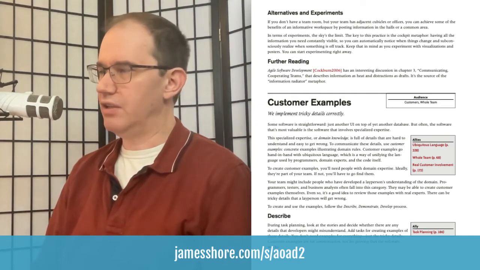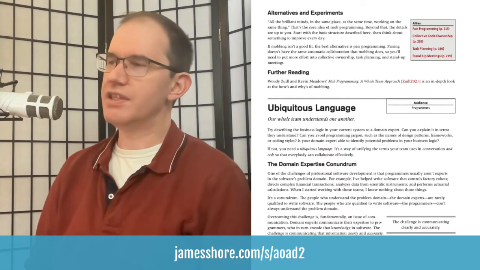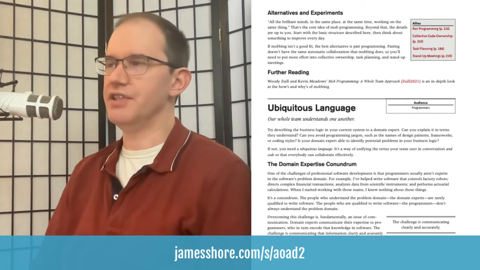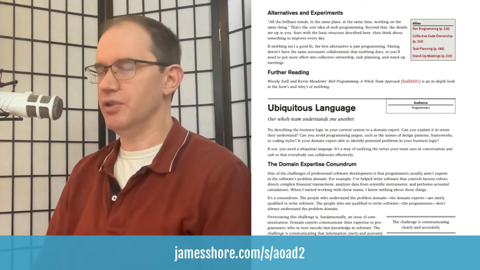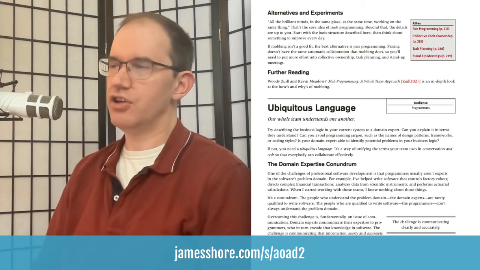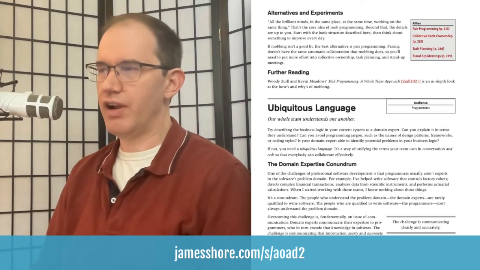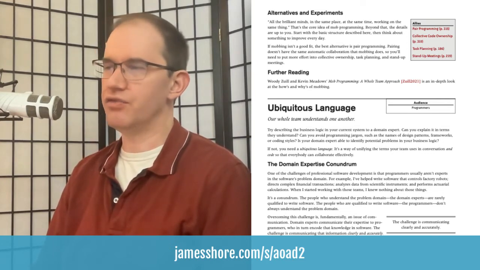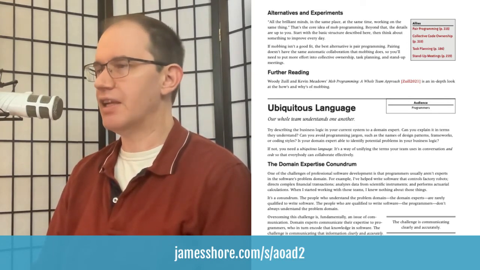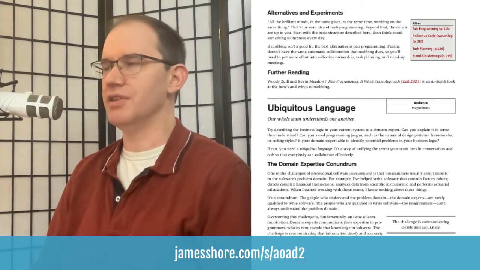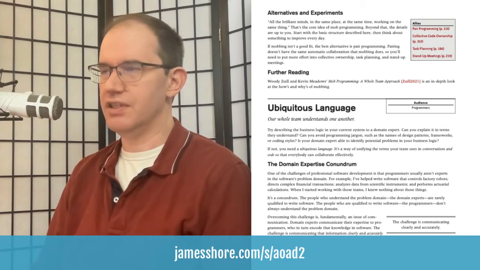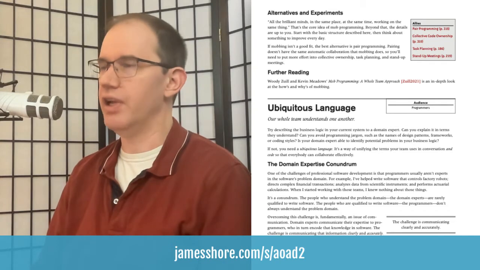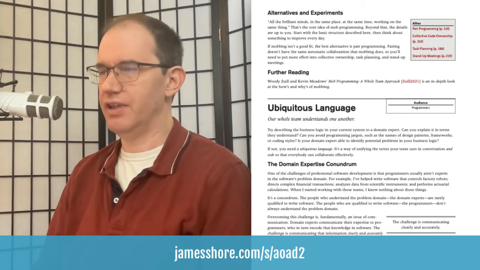I'm going to move ahead to ubiquitous language. Our whole team understands one another. Try describing the business logic in your current system to a domain expert. Can you explain it in terms they understand? Can you avoid programming jargon, such as the names of design patterns, frameworks, or coding styles? Is your domain expert able to identify potential problems in your business logic? If not, you need a ubiquitous language. It's a way of unifying the terms your team uses in conversation and code so that everybody can collaborate effectively.